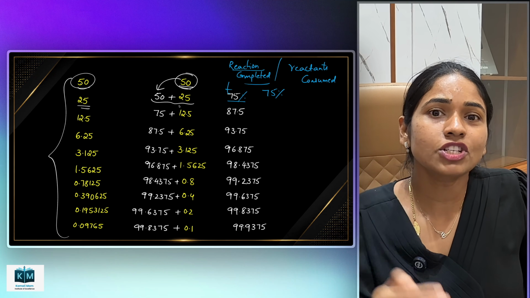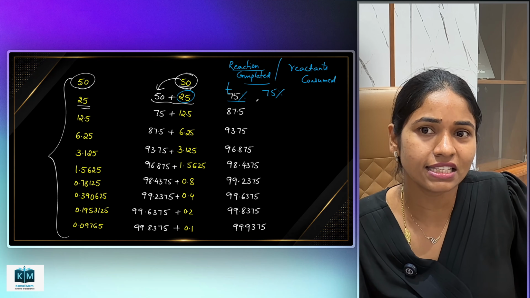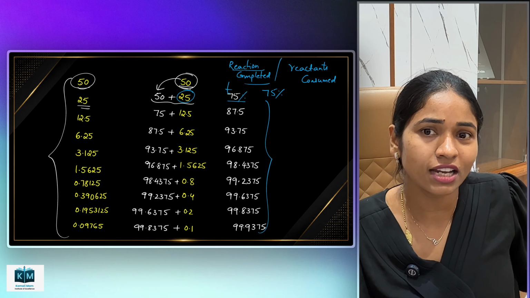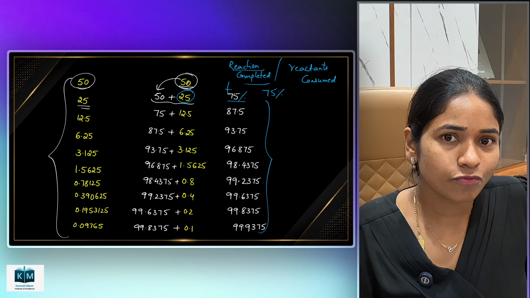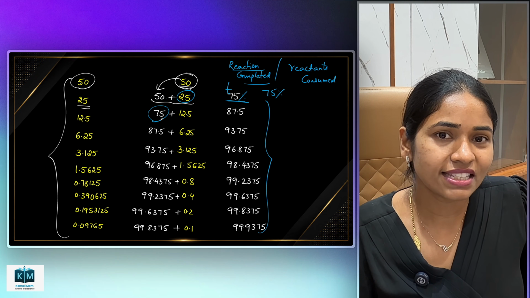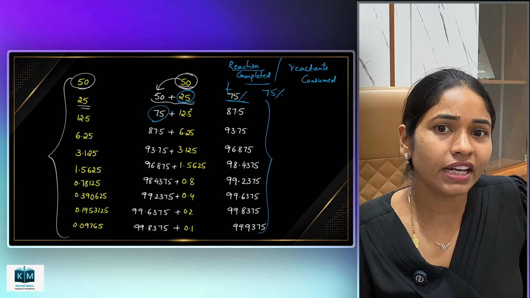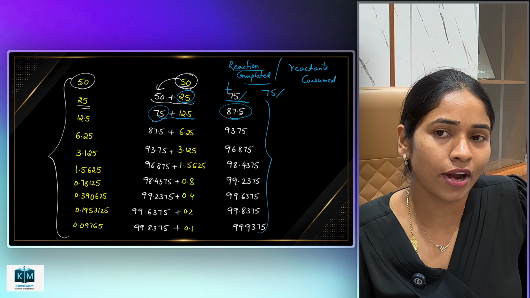consumed. How much is left? 25 is left. This yellow color is left. This is consumed. How did you get it? 50 plus half of 50, which is 25. Again you take the same number, 75. Half of 25 is 12.5. Add these two. You will get 87.5.